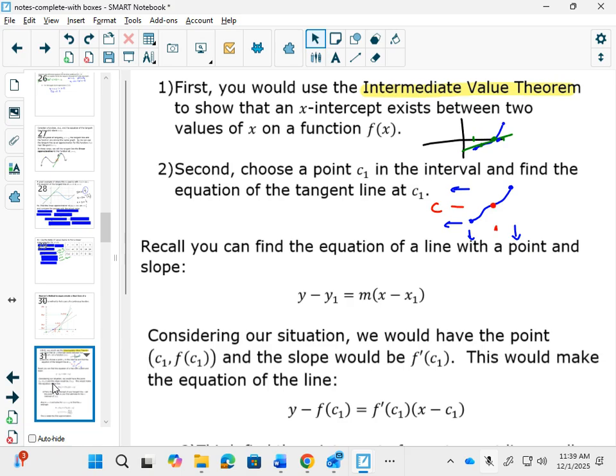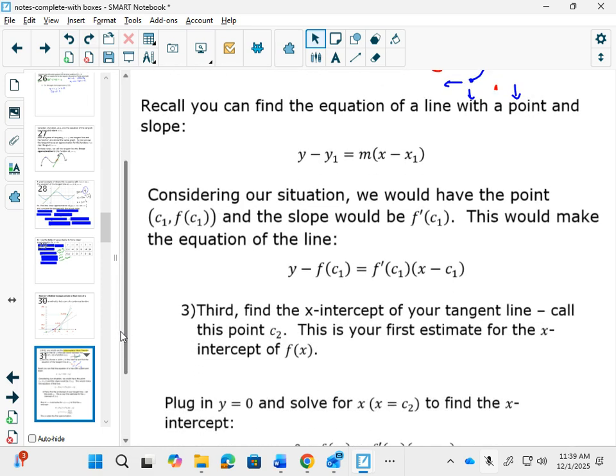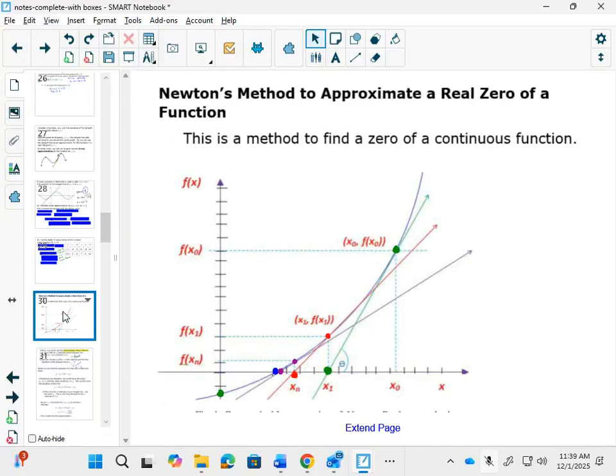We find the slope of the equation of our first line. We plug in our point, and then we find the x-intercept, and that's our new point. So just this idea: you found your first point, you find your first x-intercept. You now use that x-intercept to find another point, create a tangent, find a new x-intercept. I find this diagram, you get the idea, okay?